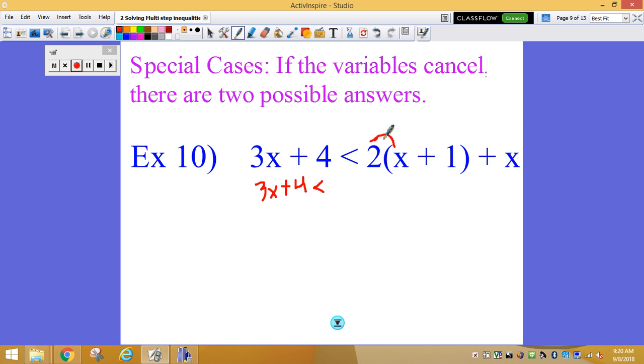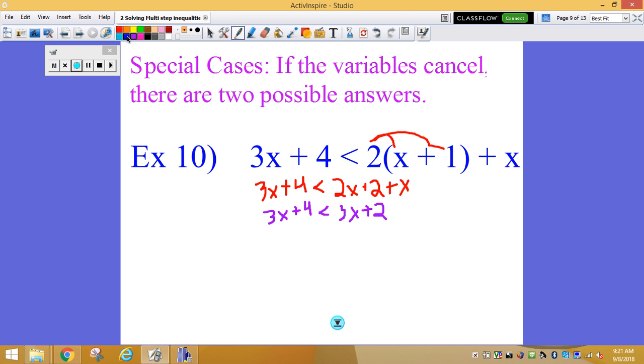Here, I can multiply, right? 2 times x is 2x. 2 times 1 is 2. And then I still got to bring down my plus x at the end. Then I want to say, hey, can anything be combined? Well, on the left side, no. So I'm just going to write 3x plus 4. On the right side, 2x plus 1x is 3x. And bring down plus 2.